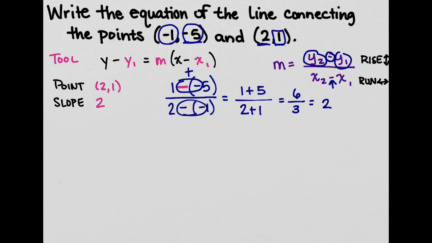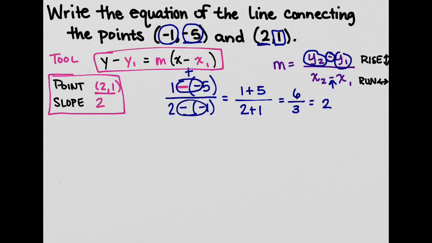So now I have my point and my slope to work with. Again, you can choose either point because you have 2 of them. So our point slope formula is y minus the y value of the point, which is 1. A few of you have been switching the order of those around as well, so keep that in mind. Then the slope, which is 2, times x minus the x value of the point, which is 2.